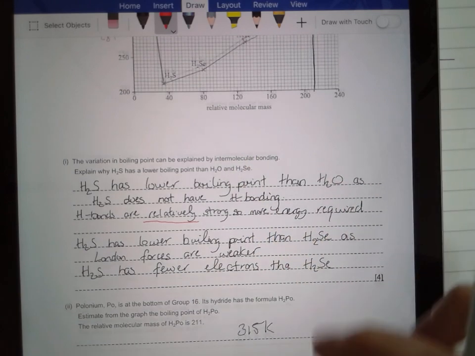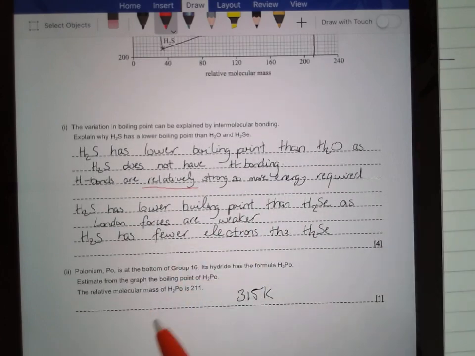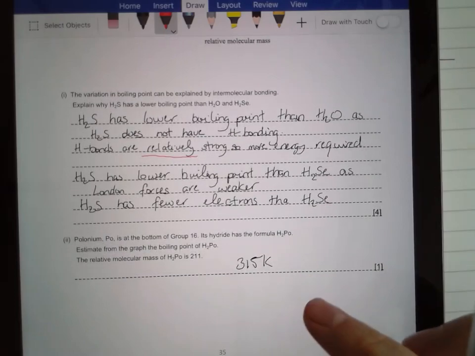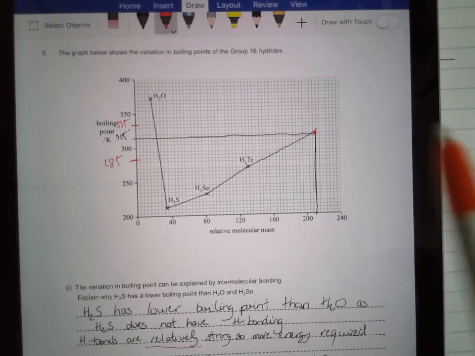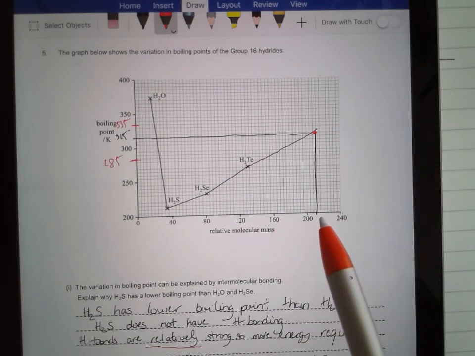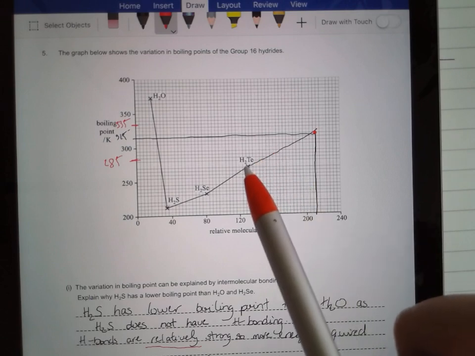Okay, you could write the converse, say H2Se has a higher boiling point because H2Se has more electrons, therefore stronger London forces. You're then asked to use this graph to predict the boiling point of polonium, which they tell you has an atomic number of 211. So what I've done is I've just gone over to where 211 will be on the x-axis, and I have continued on this line.